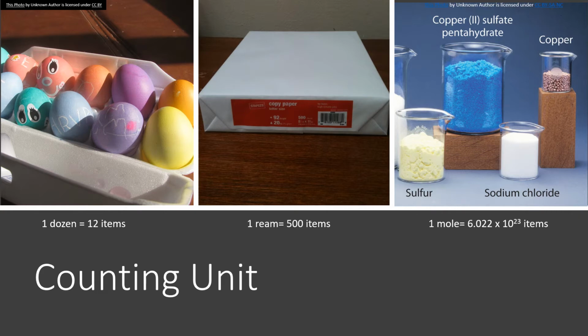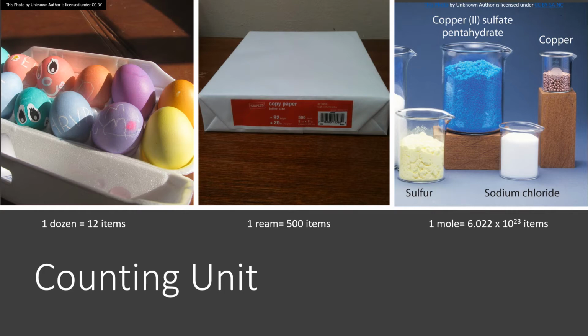The counting unit for eggs is 12, and we call it a dozen. So 1 dozen is equivalent to 12 items, whether they're eggs or something else. When it comes to purchasing packages of paper, a ream is a standard unit, usually 500 sheets of paper. Well, for a chemist, if we're going to get an amount of a chemical that's big enough for us to handle in lab, we're going to call that amount a mole.